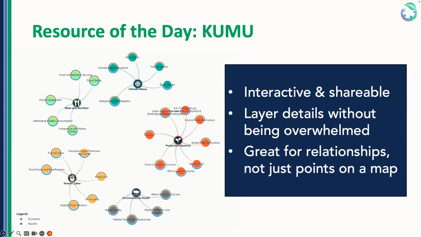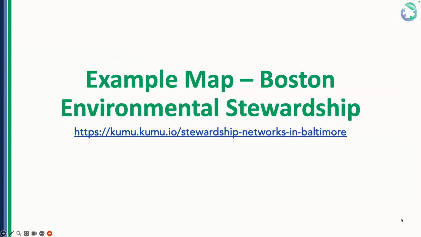All right. And so this map that I'm going to now demo is a map that was actually created by Kumu. It is a map that contains data on organizations in, I think it's actually incorrectly titled, Baltimore Environmental Stewardship.